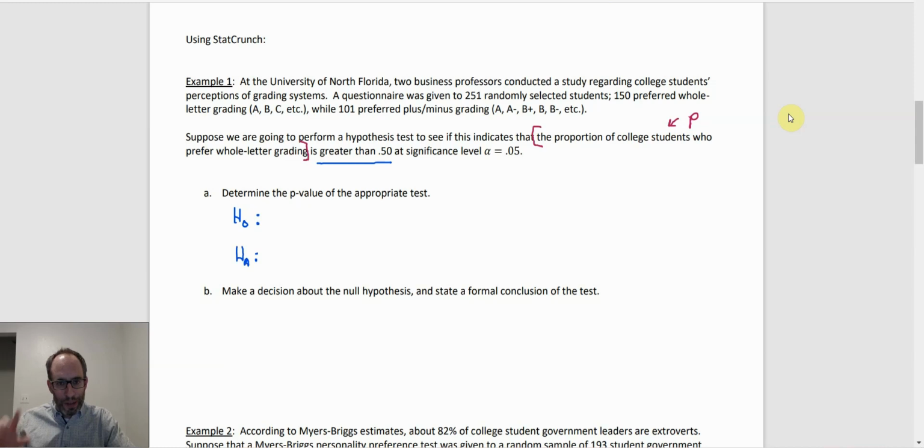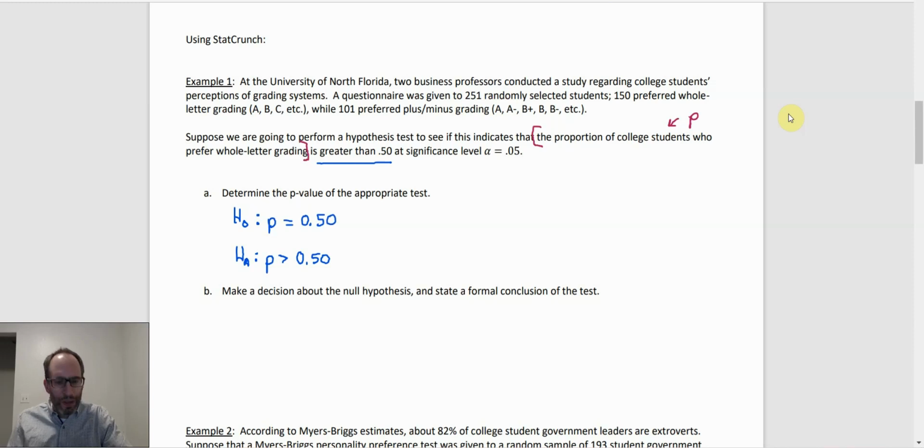And that's the thing we've got to be kind of alert for, because you can have different inequalities, right? So greater than 0.5. All right. So then that's what we're looking for evidence of. So the alternative should be that P is greater than 0.5, which would mean then that the null is that P is equal to 0.5.